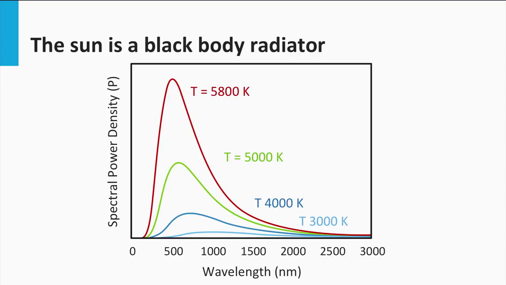The sun's surface is at a temperature of around 5800 Kelvin and therefore has its spectral peak in the visible spectrum. If we compare this to planet Earth and consider it as a black body radiator as well, its spectral peak would lie in the infrared region close to 10 microns.